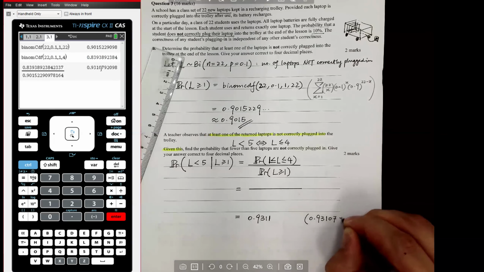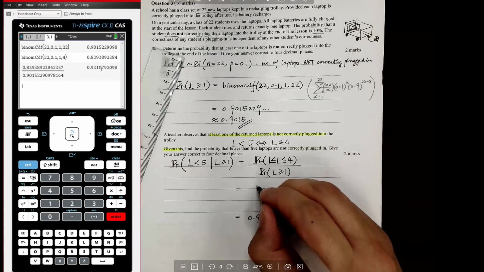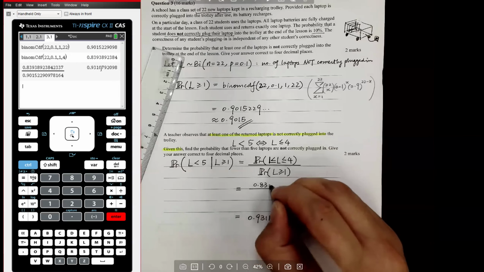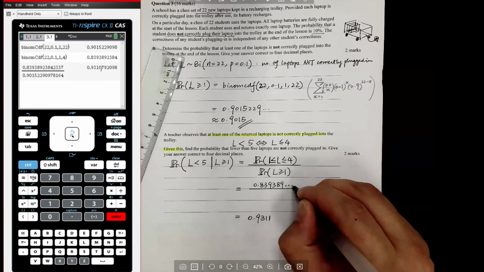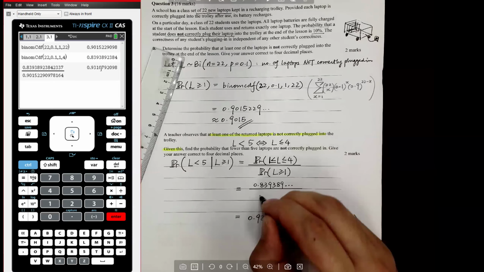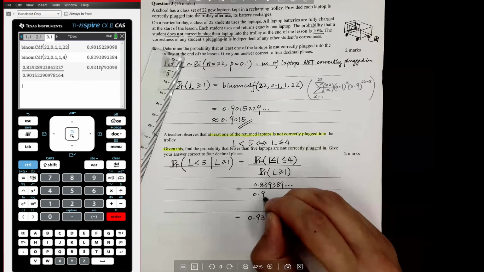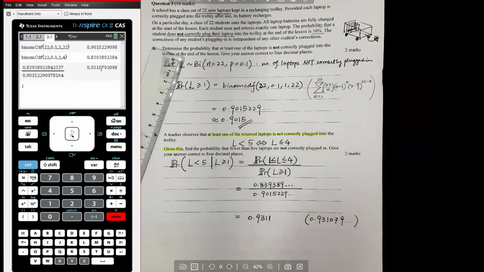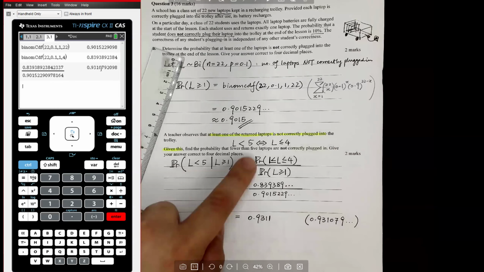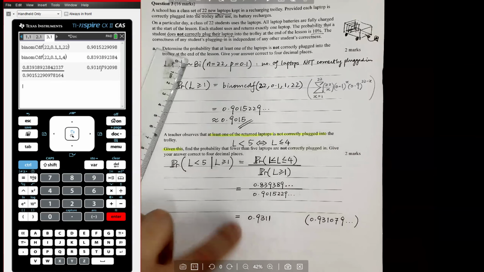0.931079... The top number, you don't have to copy down everything. You just copy a few more digits like 0.839389. The rest represented by dot, dot, dot. And this bit is 0.9015229... etc. So show your conditional statement and how it should be further expressed into a division of two statements, and then substitute the values and get the answer. Okay.